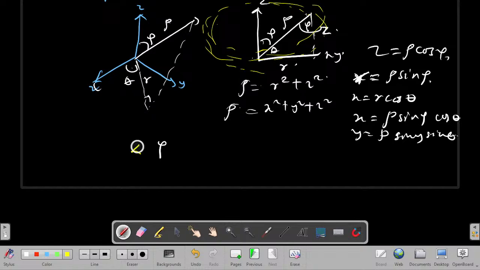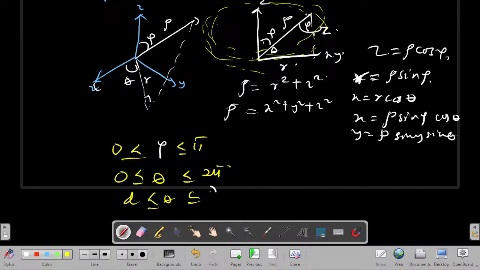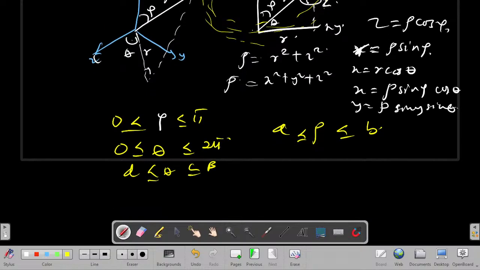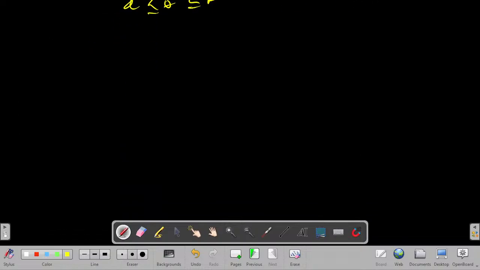That phi is always greater than or equal to zero and less than or equal to pi. Our theta, the maximum is 0 to 2 pi, but it depends. It varies. So you can say alpha is less than or equal to theta, less than or equal to beta. Then finally, our rho is also going to be greater than some value and less than some value, so it's unknowns now. Let's do a simple problem here.